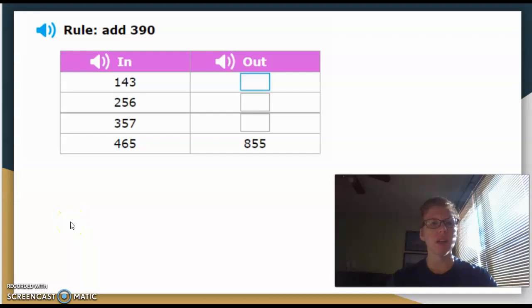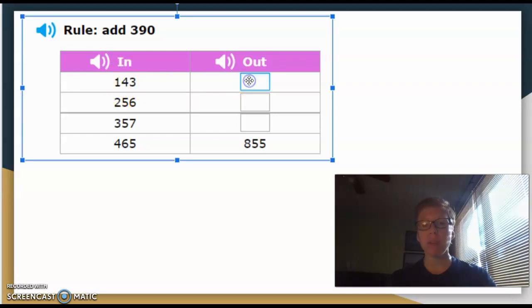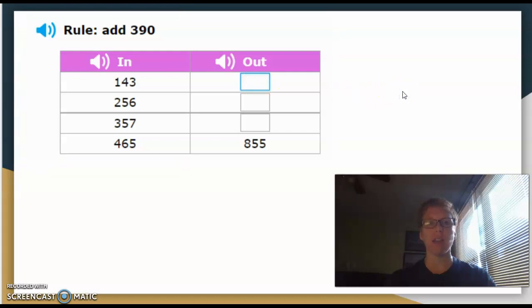We have in front of us an input-output table, and what we are going to do today is follow the rule that they are giving us to complete the missing pieces in the right side of this table. I'm looking at the rule, and the rule for this input-output table is to add 390. That means each number on the left-hand side, I'm going to add 390 to it, and it will give me the answer on the right-hand side.